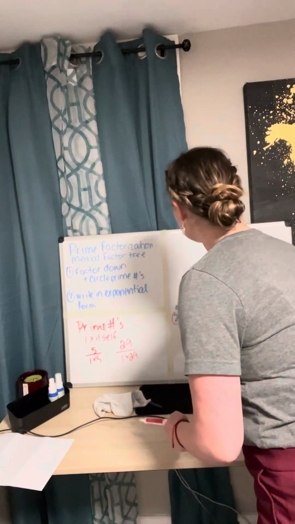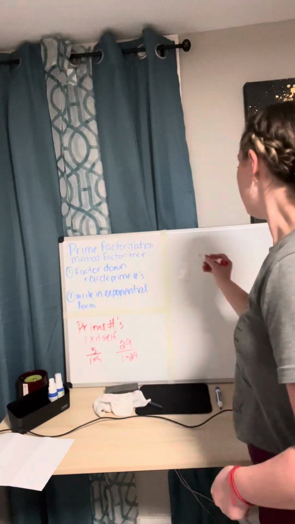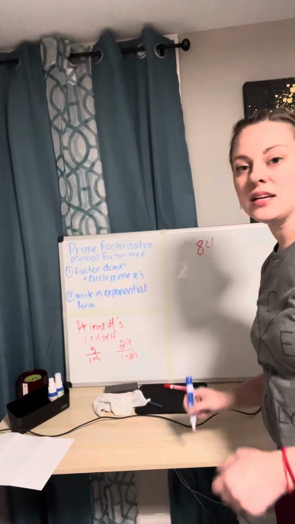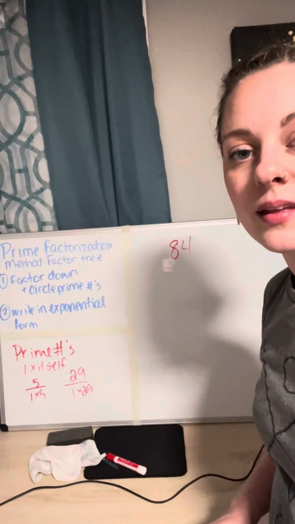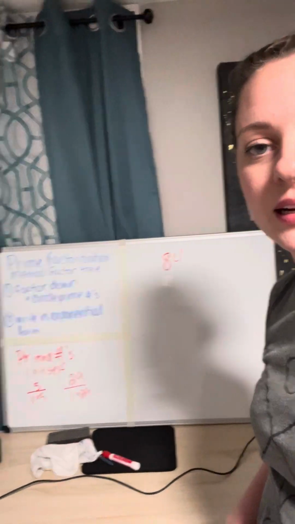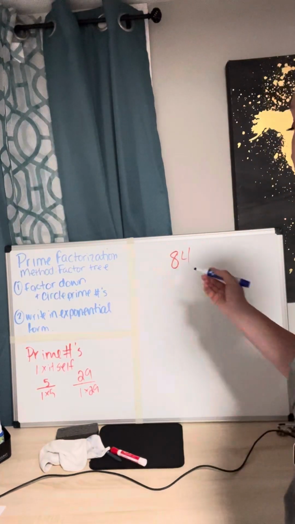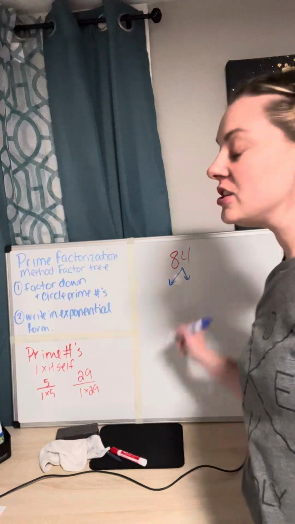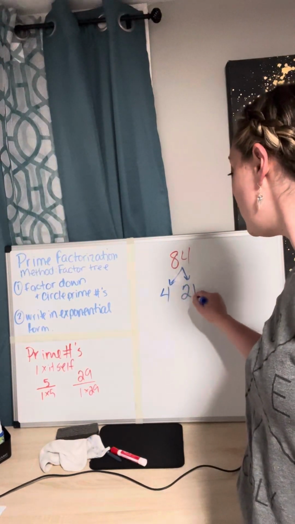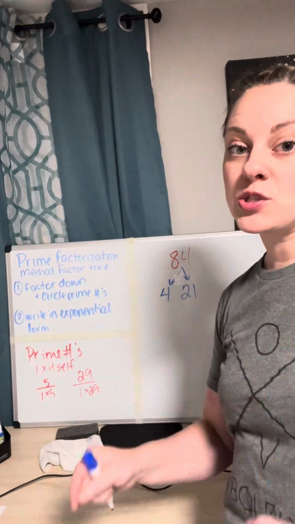Let's see what's next on my list. 84. And I chose 84 specifically because a lot of kids always get confused with this one factor. So 84, you could do it by 2. I'm going to do it by 4 just for this specific reason. 4 times 21. 21 is not prime because 3 times 7 equals 21.